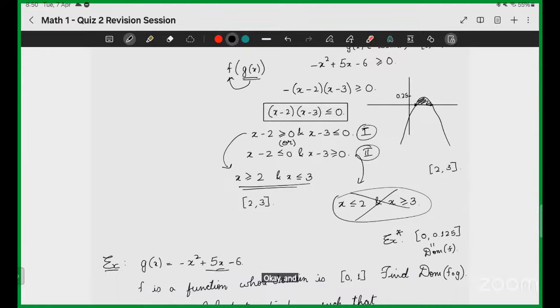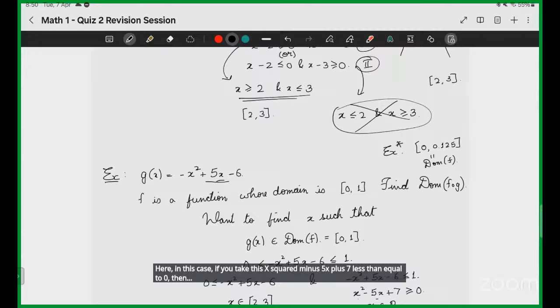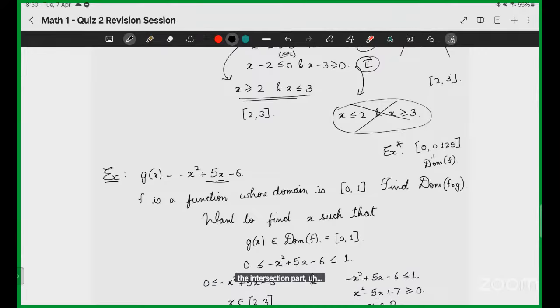And is it possible that f of g does not have a valid domain? I mean, is it possible that f of g will not have a domain? Yes, f of g can be not defined at all. That can happen here in this case if you take x square minus 5x plus 7 less than or equal to 0, then the intersection itself will go away, but you can come up with easier examples also.